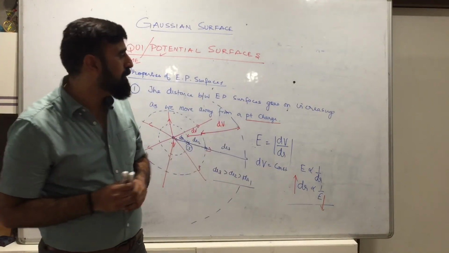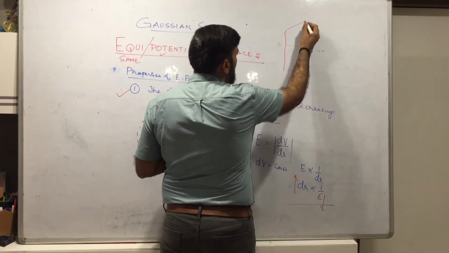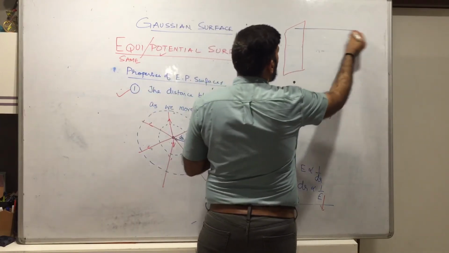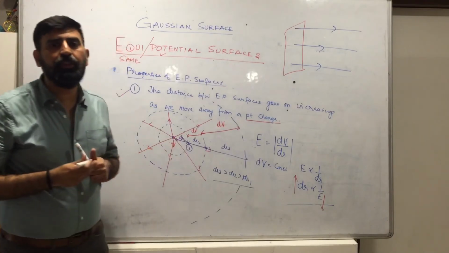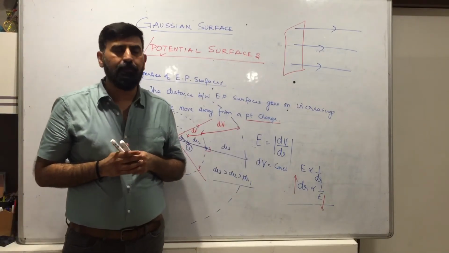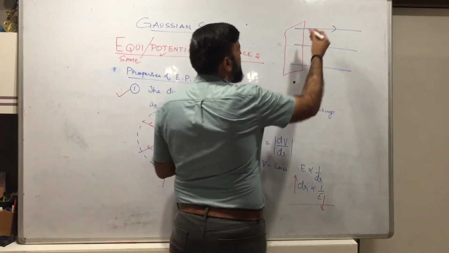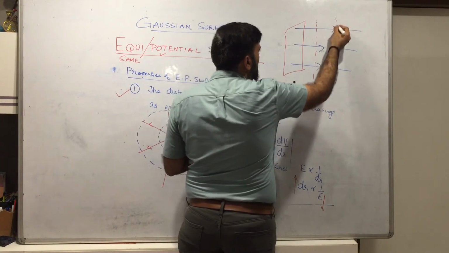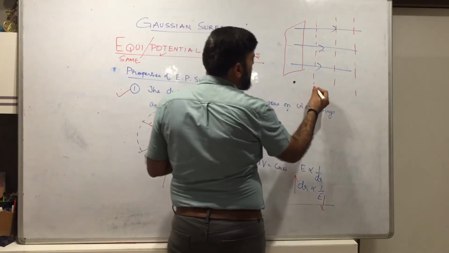The spacing stays constant if you have a constant electric field. Let's say I have a thin sheet of charge. What is the electric field produced due to a thin sheet of charge? We know the electric field is constant. So if the electric field is constant, obviously dr has to remain constant. So if I draw EP surfaces, they will be equally spaced. Why? Because E is constant.